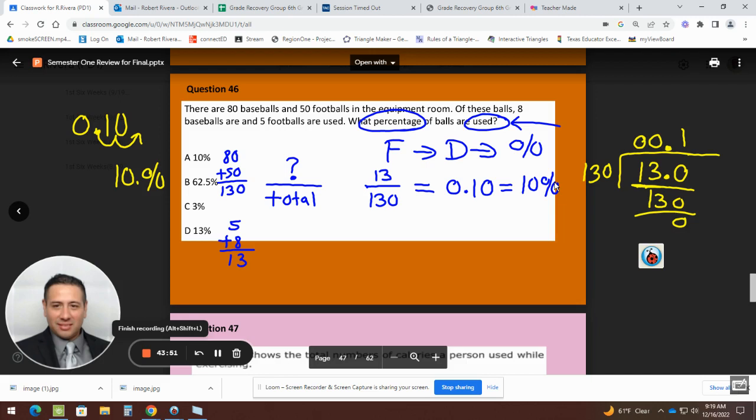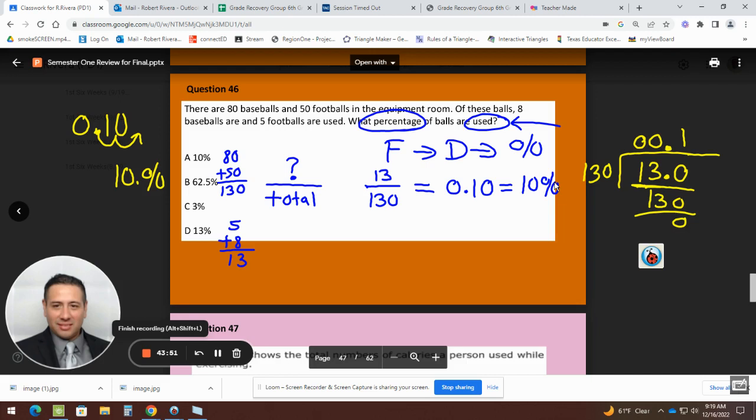You don't even have to calculate twice. Even if they would have asked me how many are new, once I figure out how many are used, the question is used. Once I know it's 10% used, then 90% are not used, which are the new ones. Do you understand? Other things, logical reasoning.